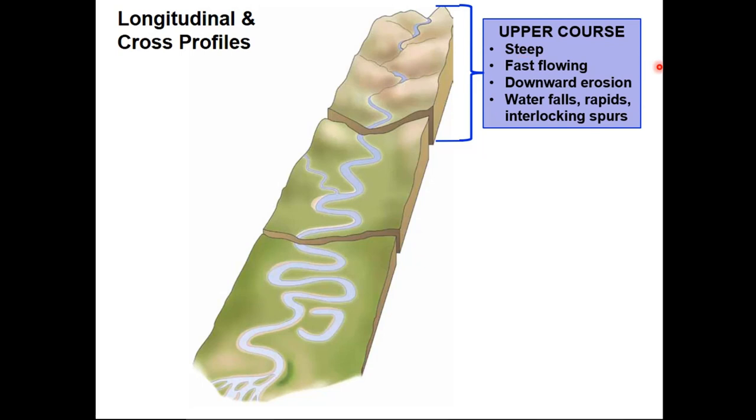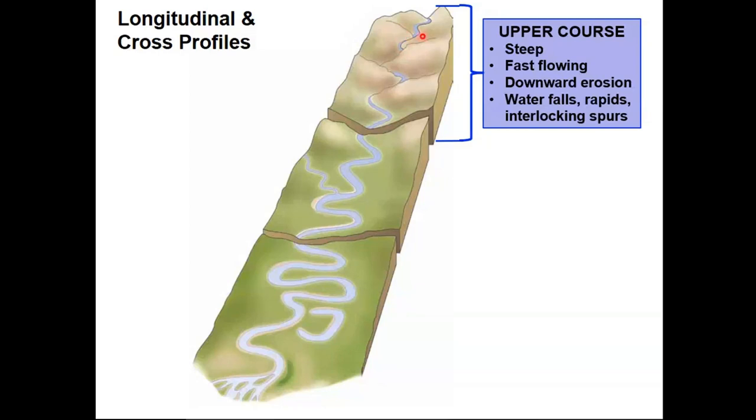And what happens if I have a steep slope? If I put anything on the steep slope, it will be moving fast, whether it's a car or a trolley, but in this particular case we are working with water. So the upper course is steep, and if I put water on it, it's going to run down very quickly. That's two things you've already learned. What are the other ones I need to know? In this particular area, downward erosion is the order of the day.